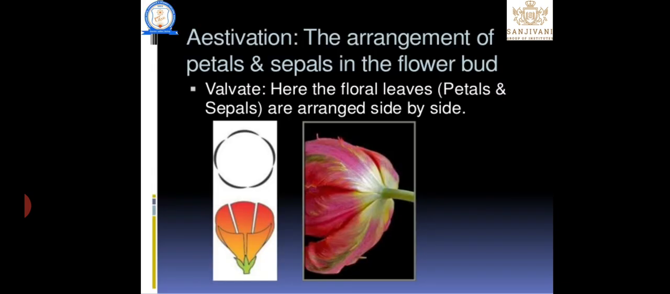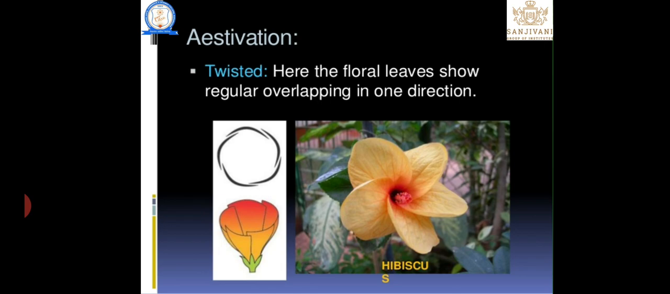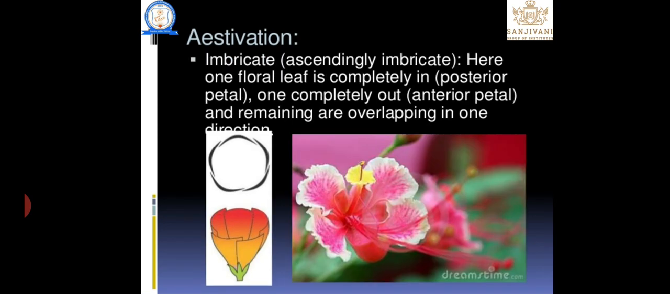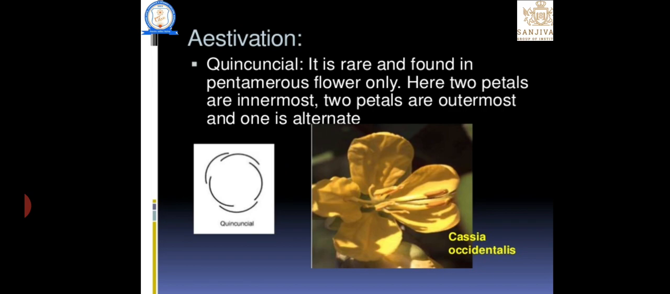Next is estivation. Estivation is the arrangement of petals and sepals in a flower as well as in a bud condition. Valvate: the floral leaves, petals and sepals are arranged side by side. Twisted: the floral leaves show a regular overlapping direction. One end of the petal is inside, and the other is outside. Imbricate: one floral leaf is completely in, one is completely out, and the remaining are overlapping.